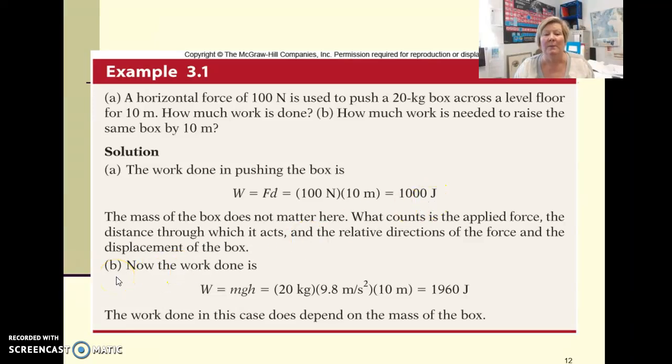On the other hand, if we lift that box up, we're going to have to use this work formula, mass times gravity times height. So yes, in fact, the mass does matter when you lift an object up. So 20 kilograms was the mass. Gravity is 9.8 meters per second squared, and we're lifting it up 10 meters into the air. And look at our value here, 1,960 joules. It's nearly twice the work, which makes sense. Lifting something up in the air would require more work. It would be more difficult to do than sliding something across the floor.